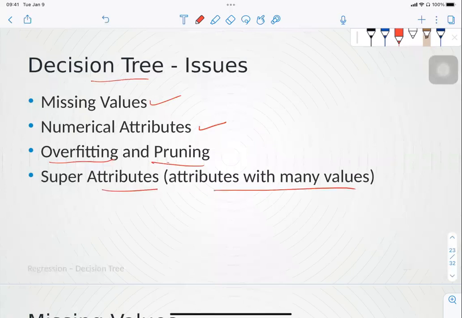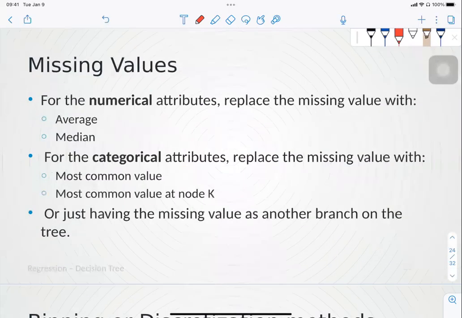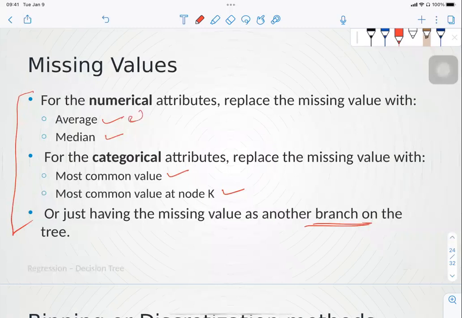So let us understand each and every issue in detail. So the first issue is missing value. For the numerical attribute, replace the missing value with, let's say, average or median. And for the categorical value, replace the missing values with the most common value, or the most common value at node K, or just have the missing value as another branch on the tree. So these are the remedies which we can use for missing values: replace numerical with this, categorical with this, or you can just make another branch.